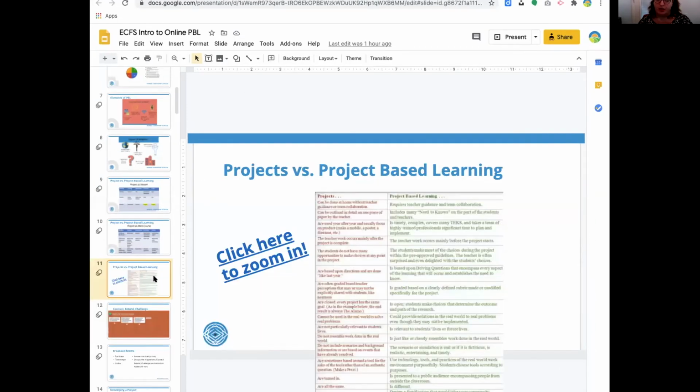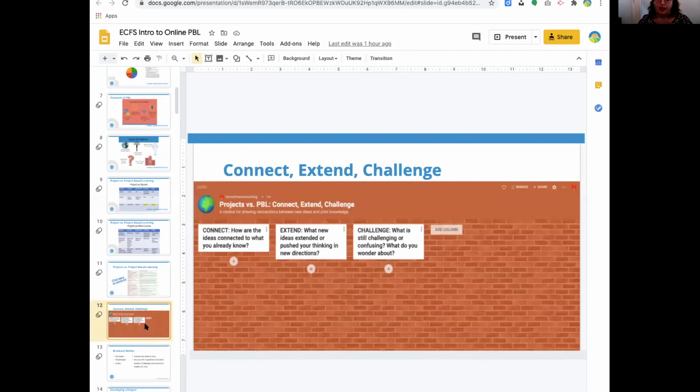That's the reading material. After you have given everybody a chance to look it over, I want you to have a conversation in response to three questions. These are the three questions. How are the ideas connected to what you already know about project-based learning? What new ideas did you get from reading it? And what is challenging or confusing you when you read that?